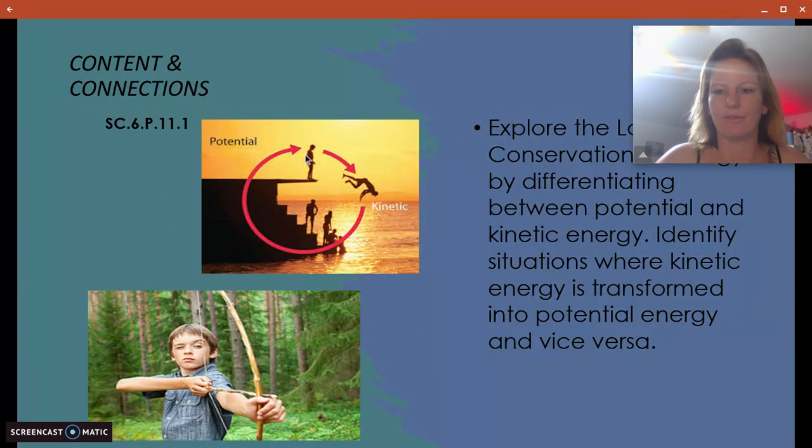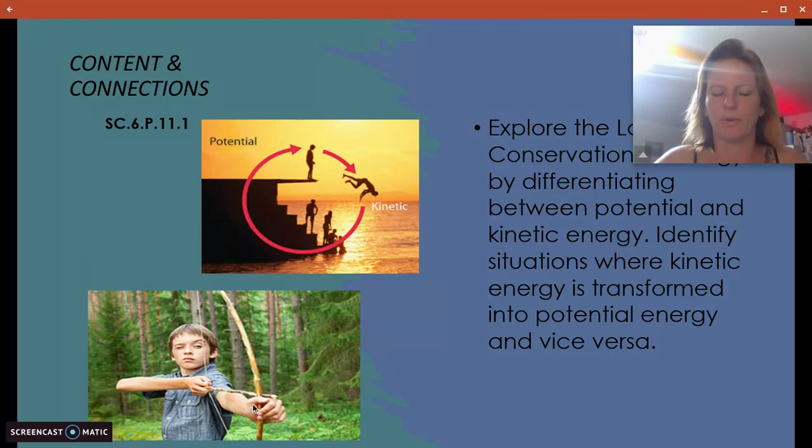Like right here, if you were to jump off a pier, per se, you would have potential energy while you're standing on the pier. And as you jump and you start to move, that potential energy is then converted into kinetic energy as you begin to go into motion. And we're going to go over this more.